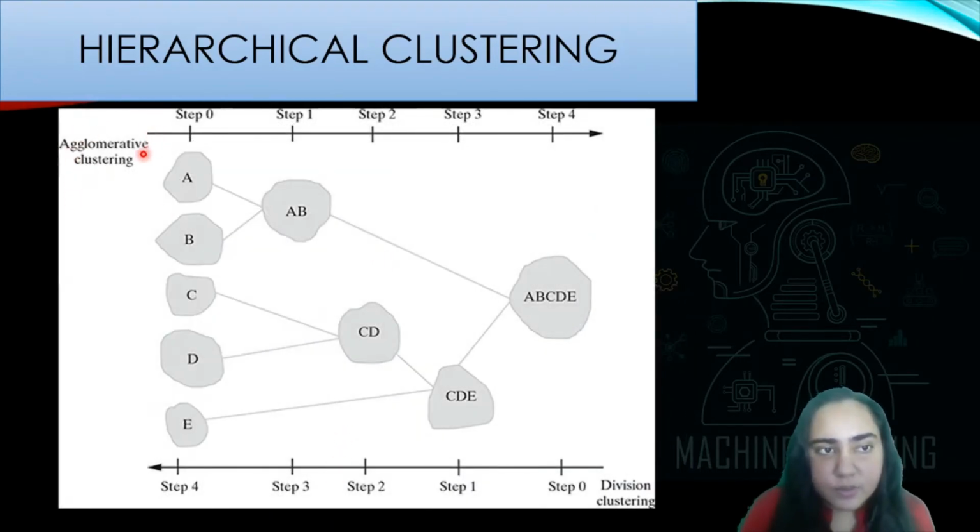So if you're performing agglomerative clustering, you can see we begin with 5 clusters, and then we go on merging these clusters based on their similarities until we reach this one big cluster. So it moves in this direction. And if you're doing divisive clustering, you will move in this direction. You'll begin with one big cluster. You go on splitting it into different smaller and smaller clusters, and you can get these 5 clusters. So that's divisive clustering.